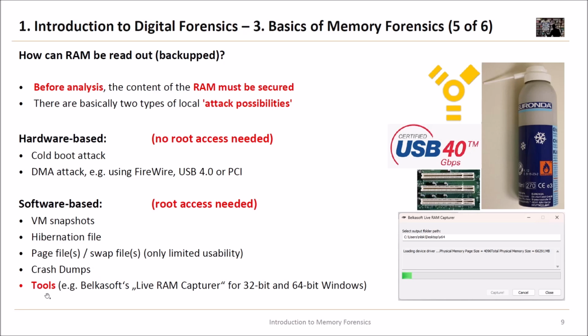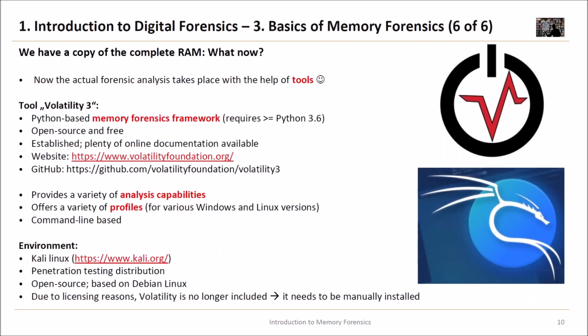And finally, we could use tools if we have root access. And in this video, for instance, I use Belkasoft's Live RAM Capturer for 32-bit and 64-bit Windows. This is a tool that allows, when you have administrative access, to read out the complete memory of a system and then, for instance, copy it to the USB stick. Now we have a copy of the complete RAM.